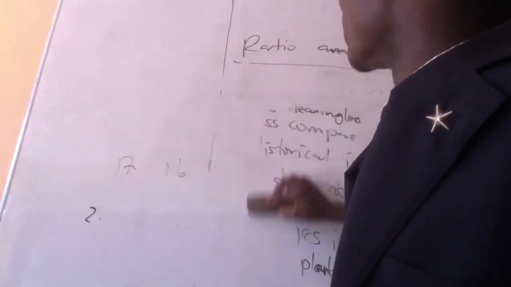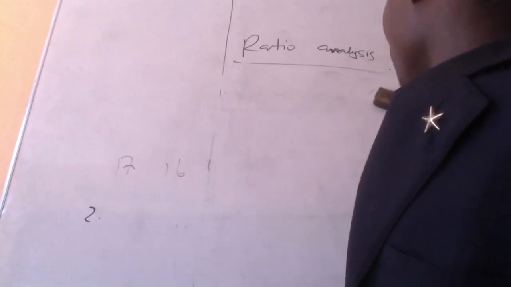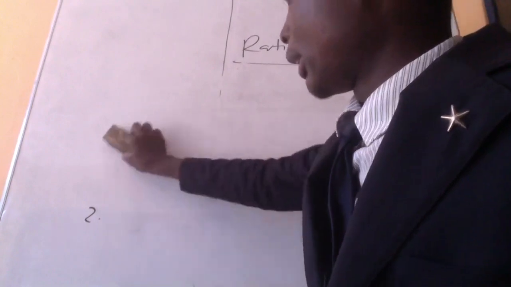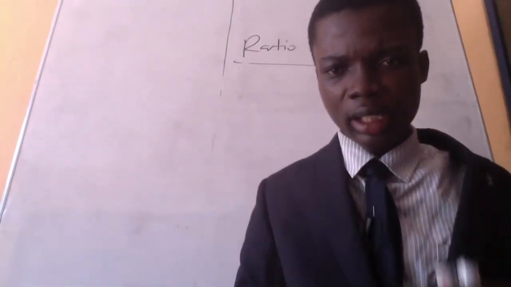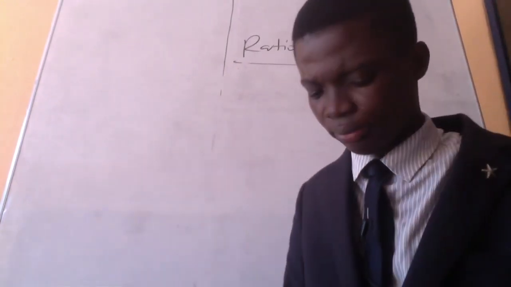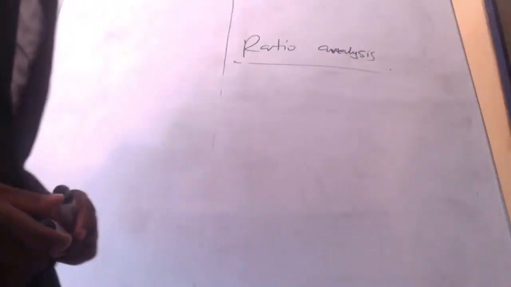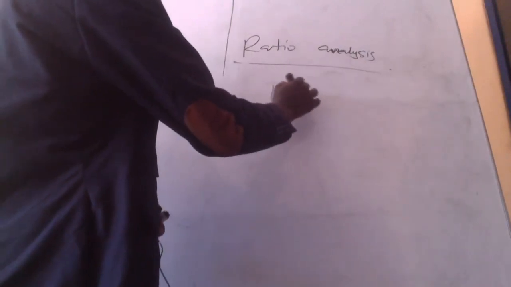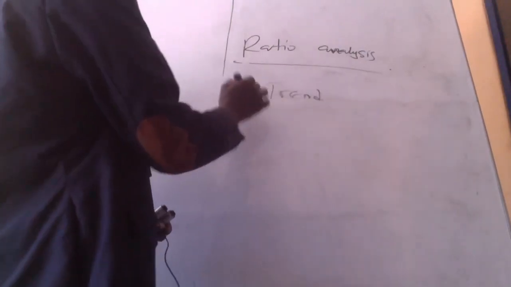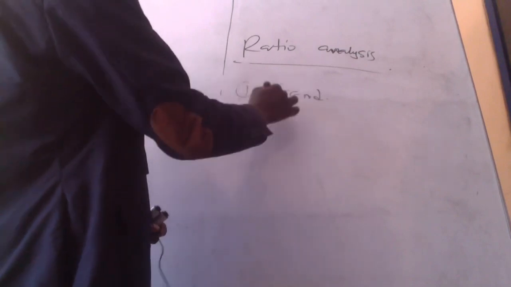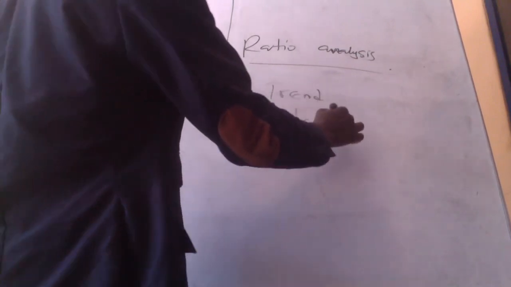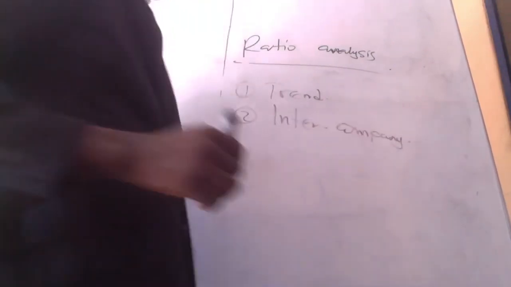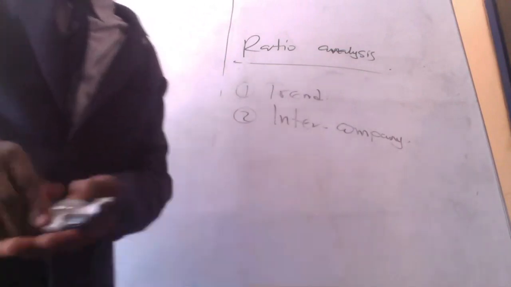Now let's move on to the ratio itself, the analysis. Now you know the importance and the limitations. Going to the ratio itself, you can have two types of analysis. You can have the trend analysis. You can also have the intercompany comparison. So take notes. Good.